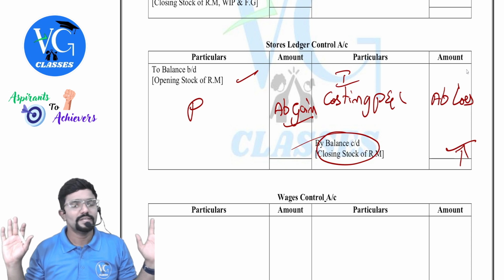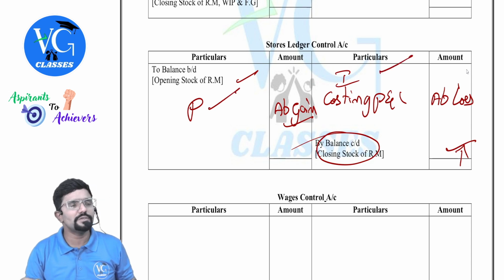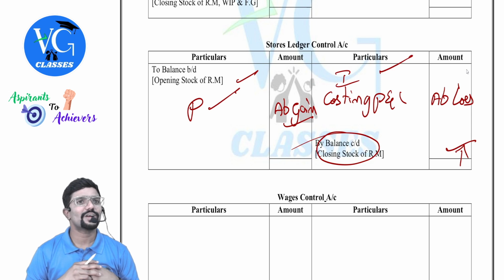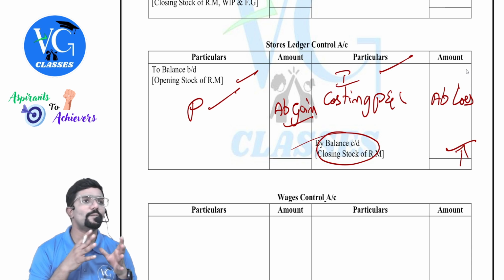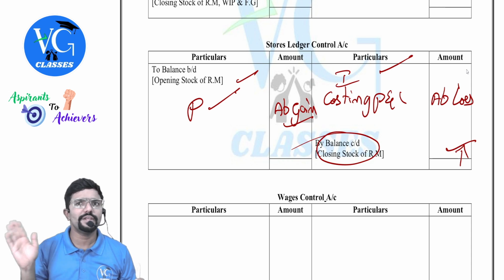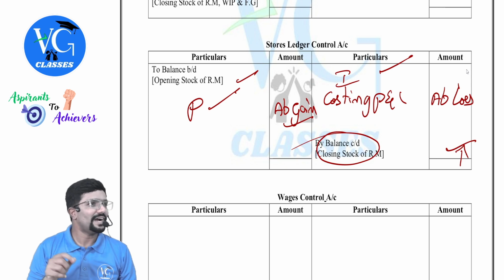Game over, sir. Opening balance is given, closing balance is given, purchase is given, issue is given, everything is given in the account. But still the account is not tallying. That means the balancing figure would be either abnormal loss or abnormal gain. Guys, it may not be there in every question, but if at all it is there, you should know. Clear? I am trying to explain.